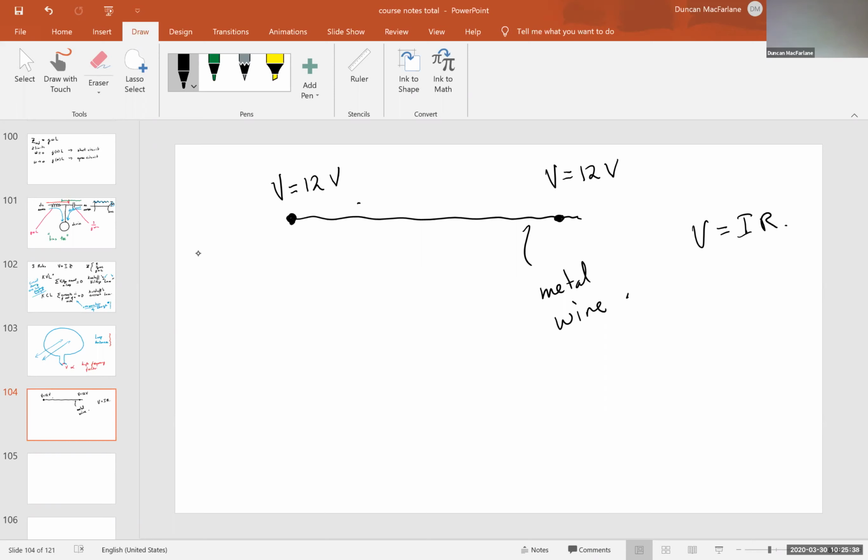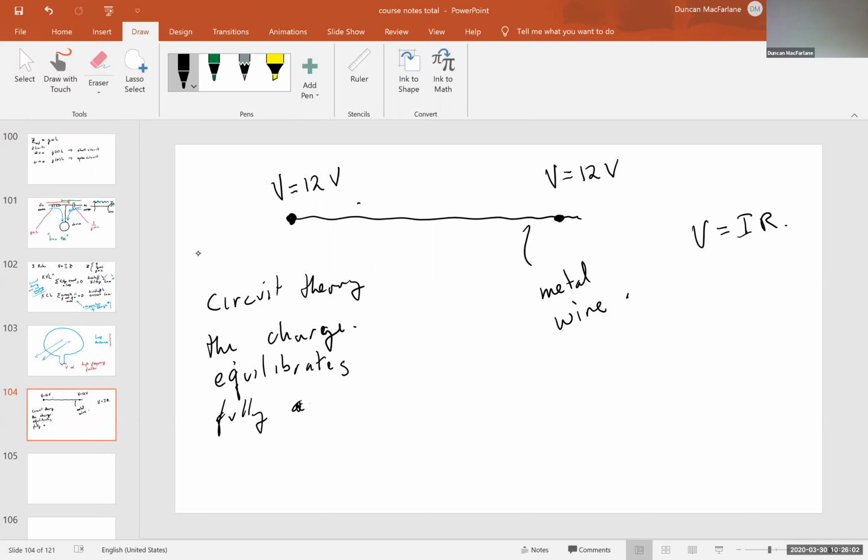And that's true in circuit theory. That in circuit theory, the charge equilibrates fully on the metal surfaces.